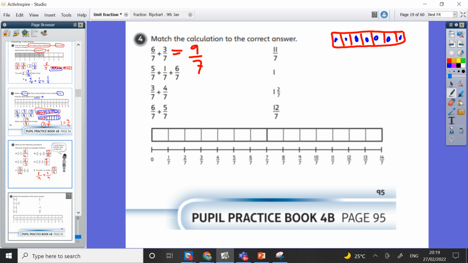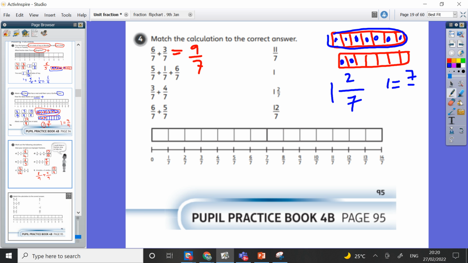Can you shade 9? No. So you have to draw another bar with 7 parts: 1, 2, 3, 4, 5, 6, and 7. Now let's shade. You already shaded 7, so 7, 8, and 9. It means we have shaded one full bar, and 2 out of the remaining 7. So one whole, where the 1 is equal to 7 parts out of 7. So here you will match with this. Let's see the next question.